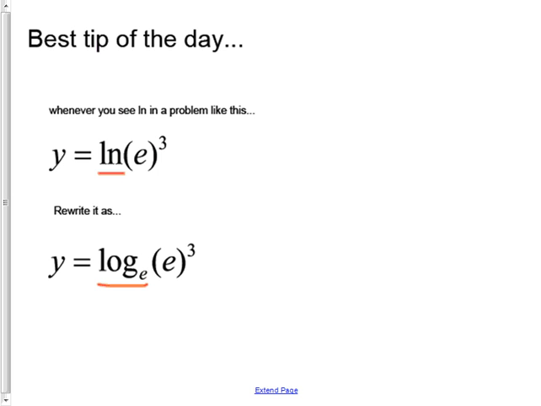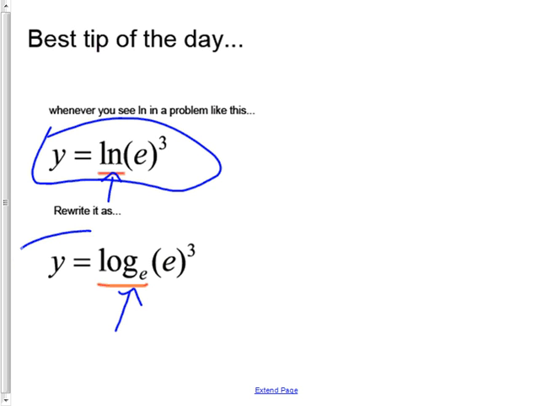So the best tip of the day is whenever you see an ln in a problem, replace it with log base e. So this is the exact same problem as this, except I rewrote it with a log base e. And now can you see that there's 2 e's in it and that the bases are the same? And therefore, what's the answer to that question? 3. Done. That's the answer, it's 3. They can be very simple like that.